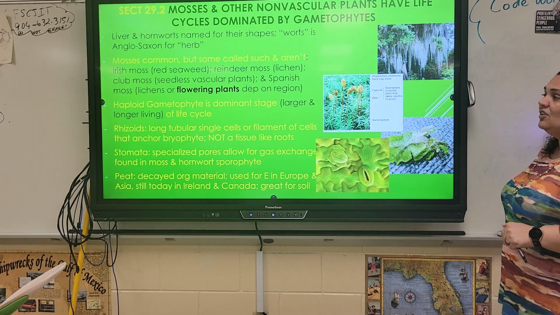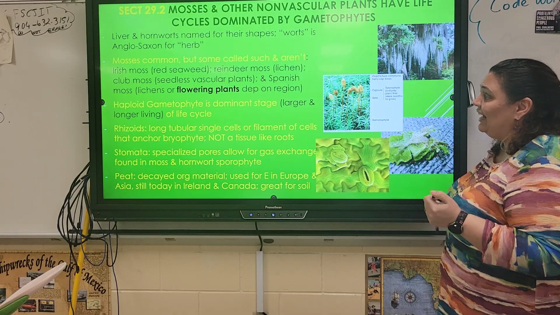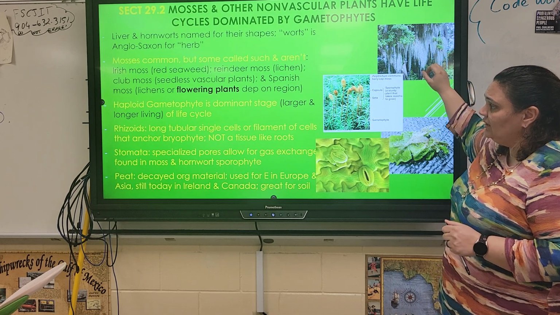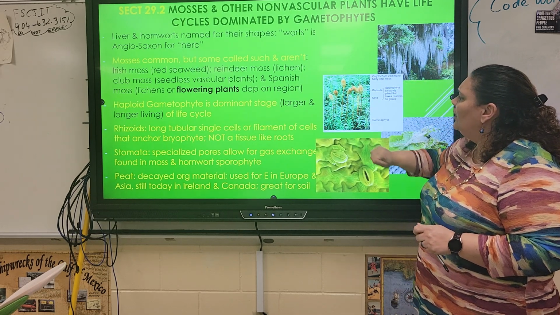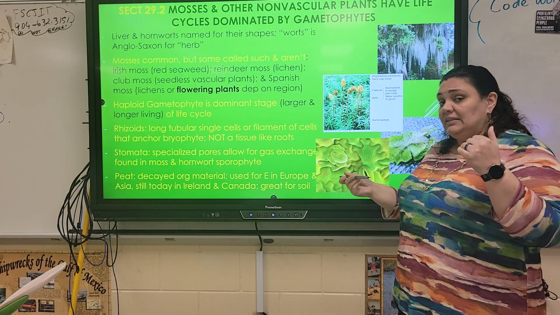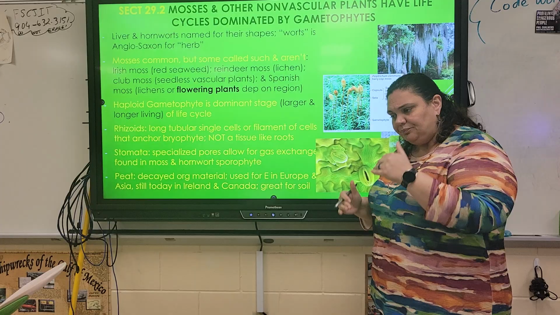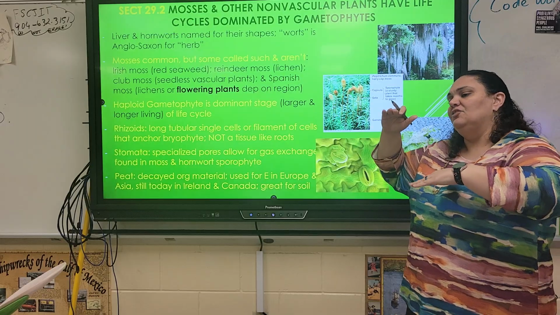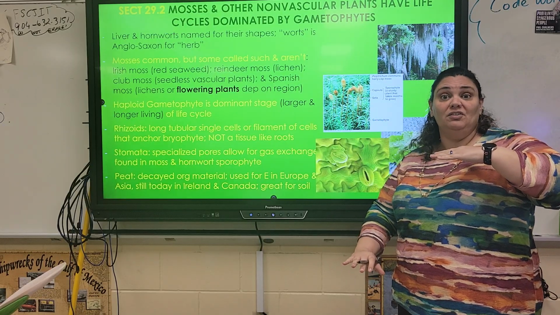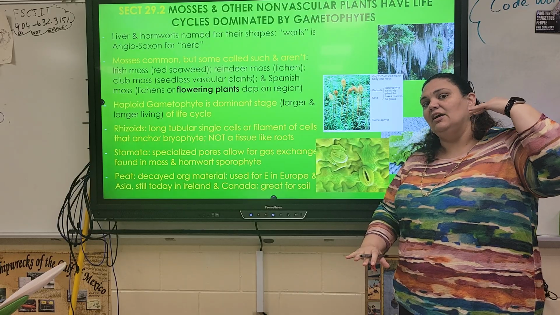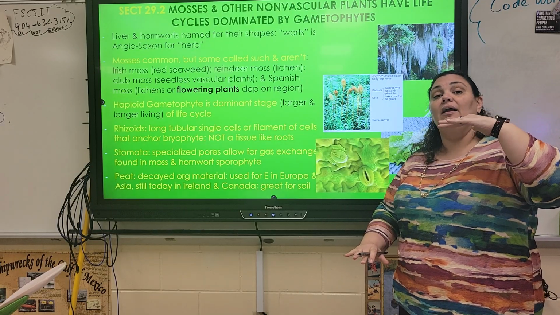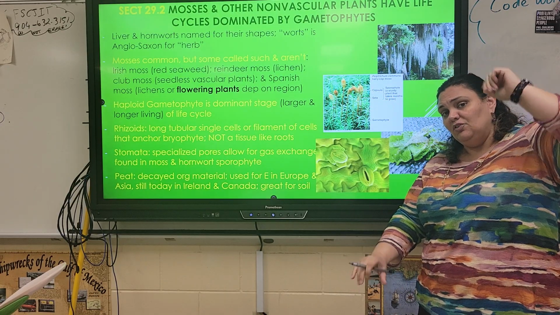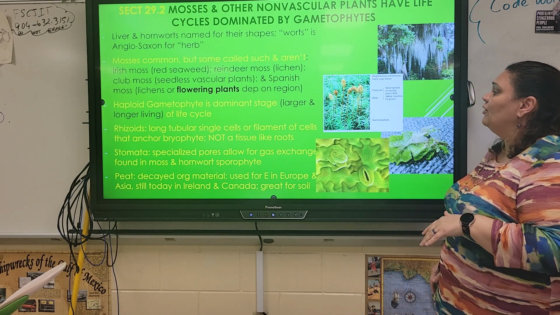Mosses are common, but sometimes we call something a moss when it actually is not a moss. The Spanish moss in our region is actually not a true moss. It's a flowering plant. The haploid gametophyte is dominant in our simpler plants, but as we go from the simple to the vascular plants, the more complex, there's actually a reduction in the gametophyte, so the multicellular haploid, and there's an increase in size of the sporophyte, so the multicellular diploid, okay? So haploid goes smaller, diploid goes bigger. Gametophyte gets smaller, and sporophyte gets bigger.